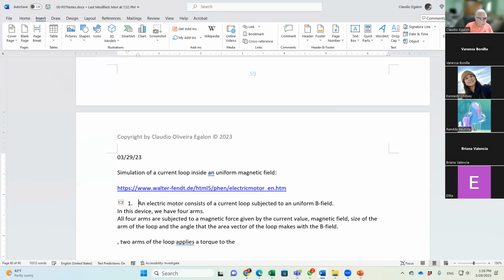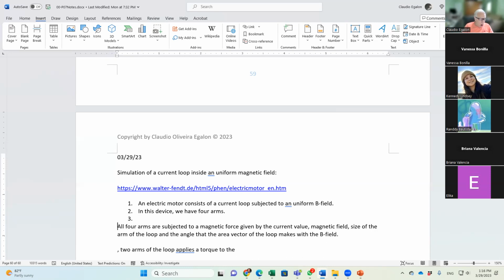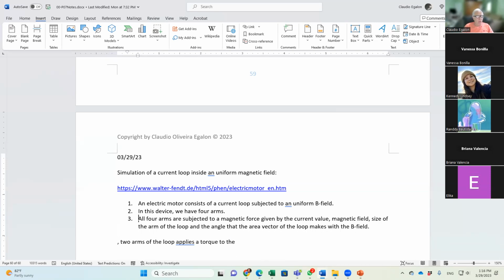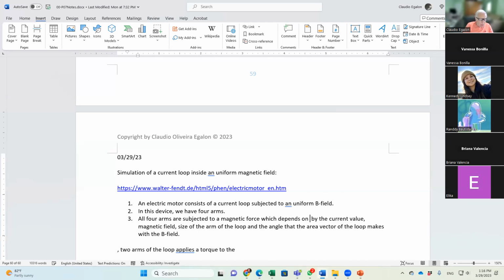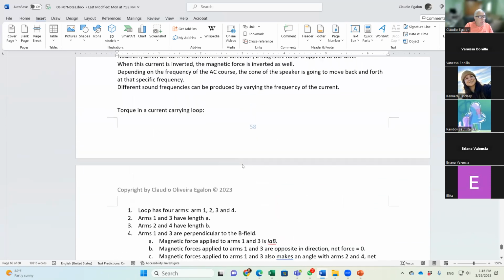An electric motor consists of a current loop subject to a magnetic field. In this device, we have four arms. All four arms are subjected to a magnetic force, which depends on the current value, magnetic field, size of the arm of the loop, and the angle that the area vector of the loop makes with the B field. If I write down those equations, they look just like that, right?